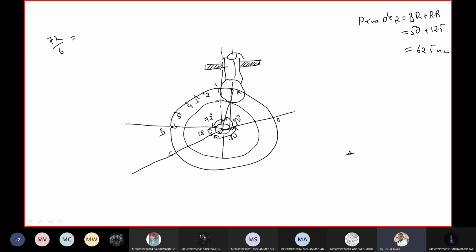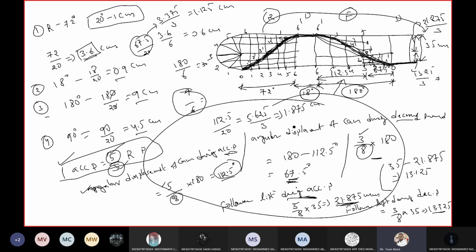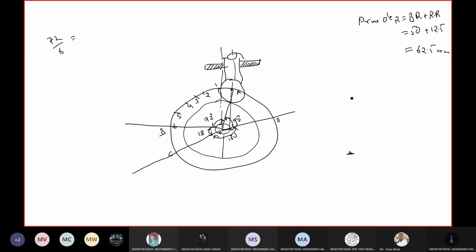Okay. In the dwell period, we do nothing. Leave it as it is. In C to D, in this period, you are doing something, dividing into 6 equal parts. So 6 parts means 180 divided by 6. How much is each one? 180 divided by 6 is 30.